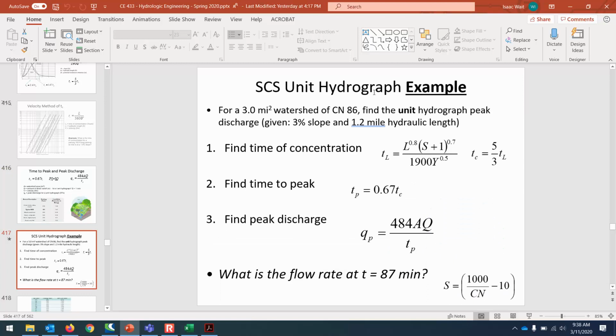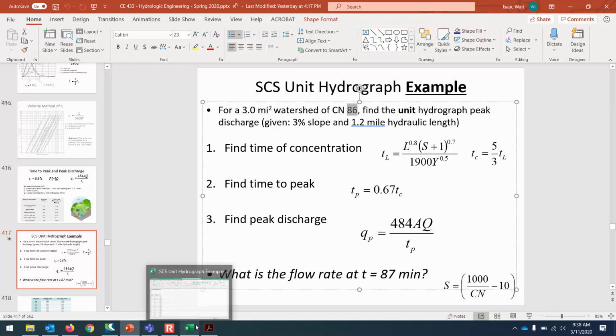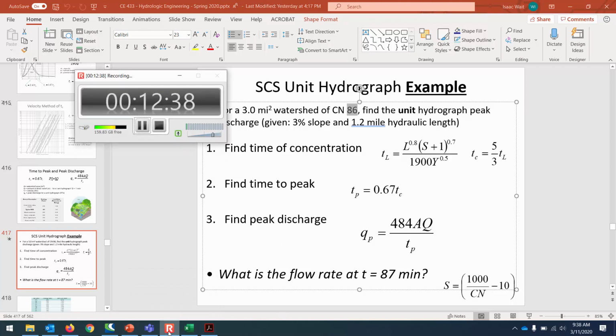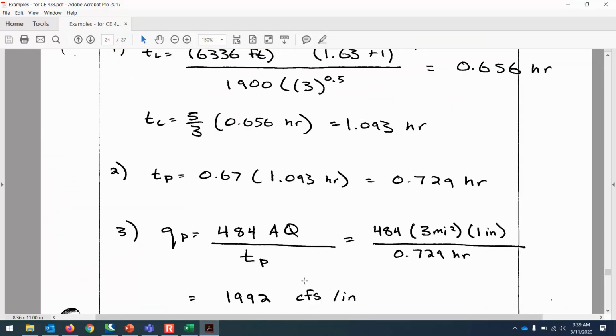3 square miles, and this is a relatively high curve number, so it's either got a lot of development or a lot of poor soil, for an inch of rainfall excess. So we're not saying an inch of rainfall, we're saying an inch of rainfall excess is going to cause 1992 CFS per inch.